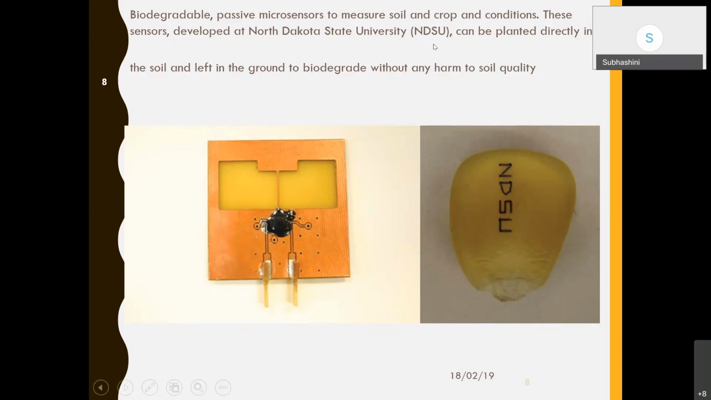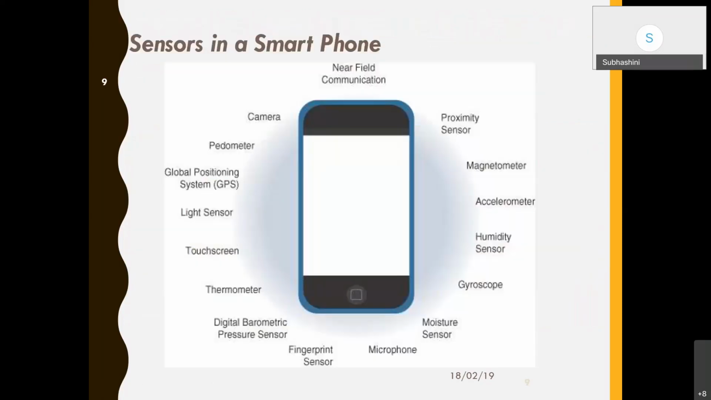And how many types of sensors can you find in a smartphone? Not just one or two, there are multiple types of sensors. If you look at the round picture here, a simple smartphone has a lot of sensors. These are all the names of the sensors that you have in it. You can just quickly go through these types of sensors.